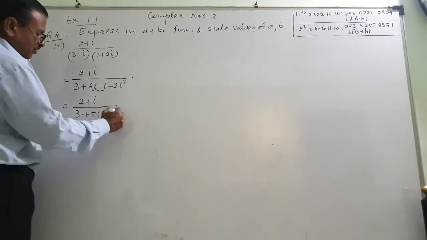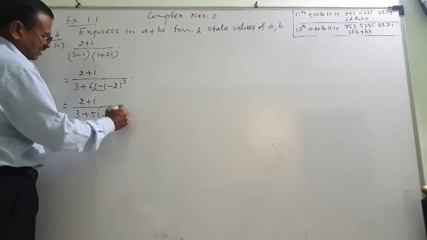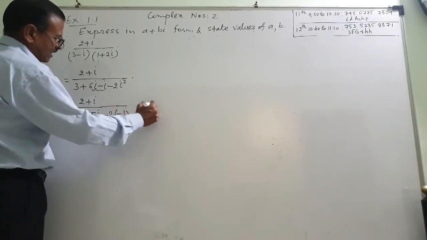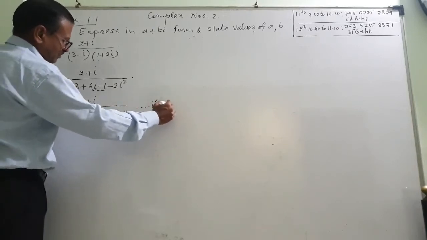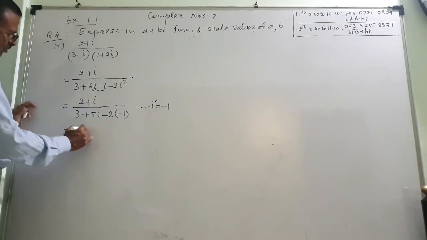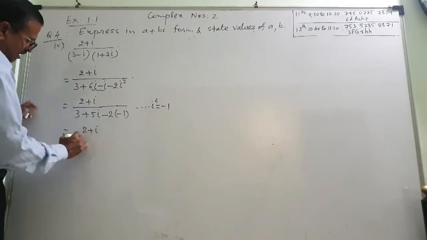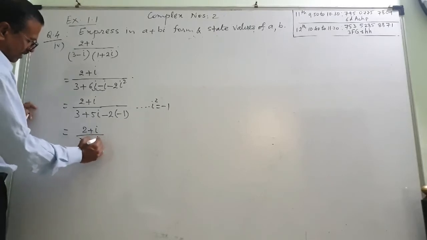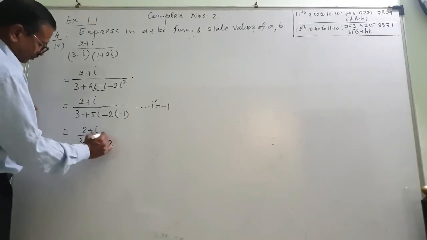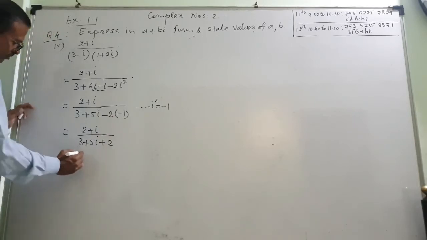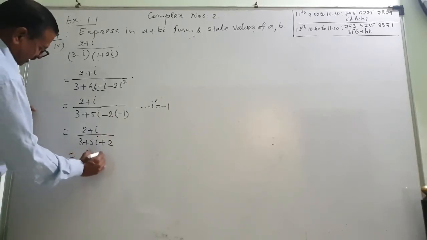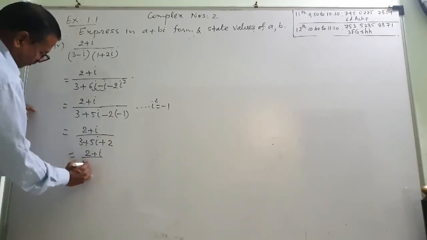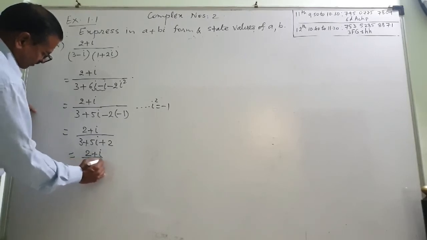Minus 2 into i square means minus 1. So here I will write the reason: i square equal to minus 1. So that is equal to 2 plus i upon 3 plus 5i and plus 2. So that is equal to 2 plus i upon 5 plus 5i.